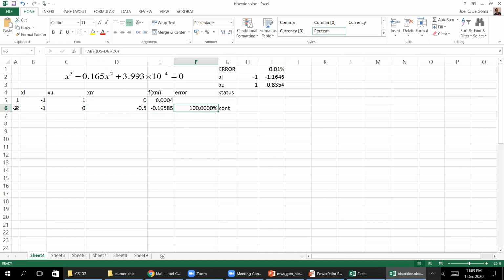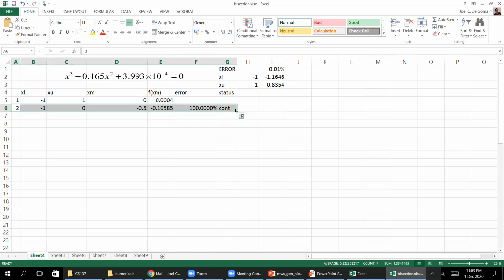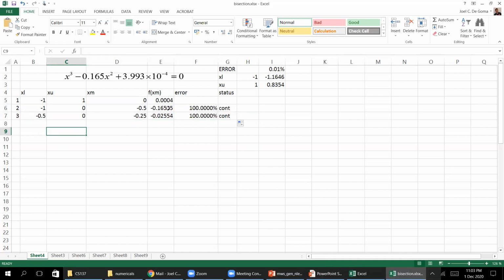Now, let's check the third iteration. Since the result is negative, what we replace now is x sub l, so that's why it becomes -0.5. Retain 0, get the midpoint, we have -0.25, and then substitute to our equation, we have -0.02554, and then the error is still 100%. By the way, in this example, our acceptable error is 0.01%. It should be equal or less than this.